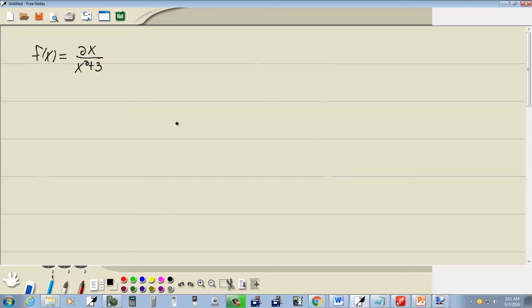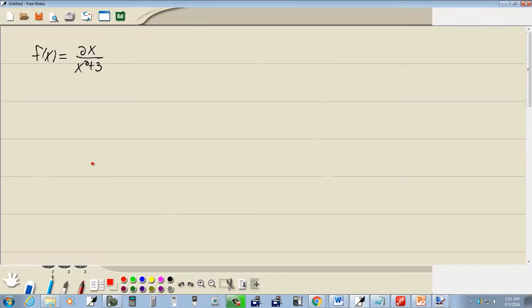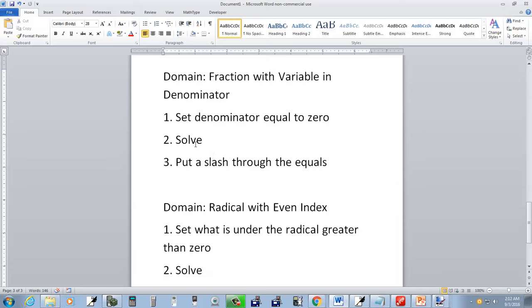So to find the domain of this, we'll go through our steps. Step 1, set the denominator equal to 0. So we're going to have x squared plus 3 equal to 0. Step 2 is solve.